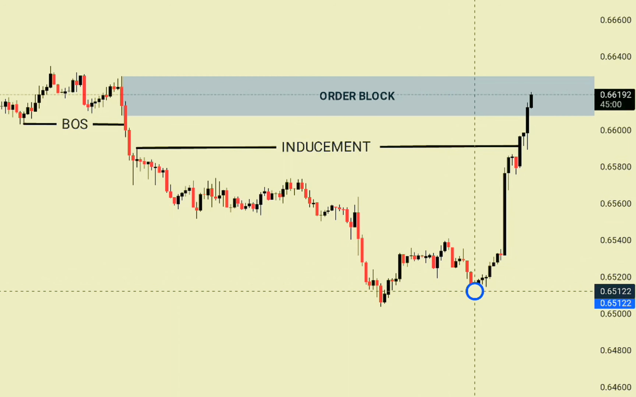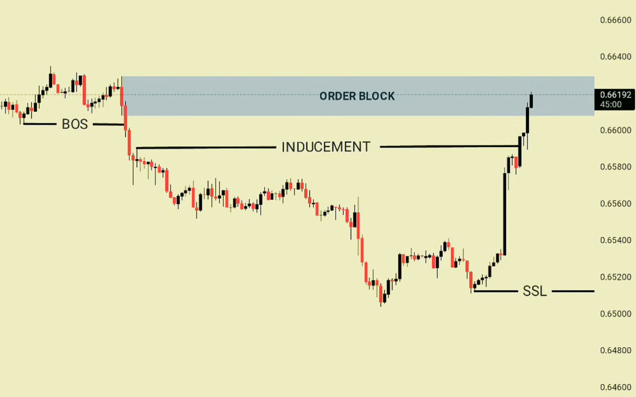Next, we look at our final major target area, the sell-side liquidity, marked at the bottom of the chart. This level represents previous lows, stop losses, liquidity pools waiting to be captured. Institutions target liquidity, not random price levels. So once price taps into the order block and continues bearish, the most logical destination becomes the sell-side liquidity below.